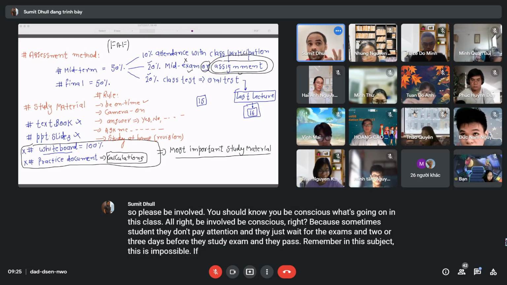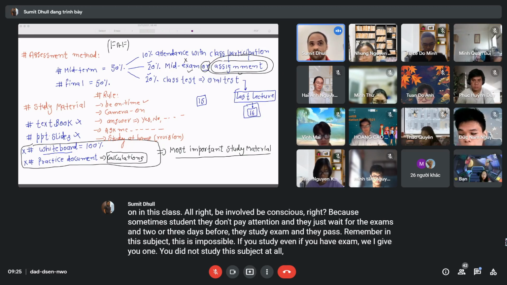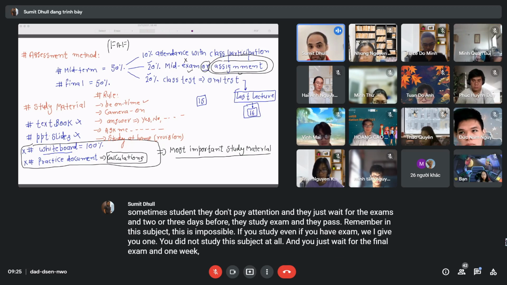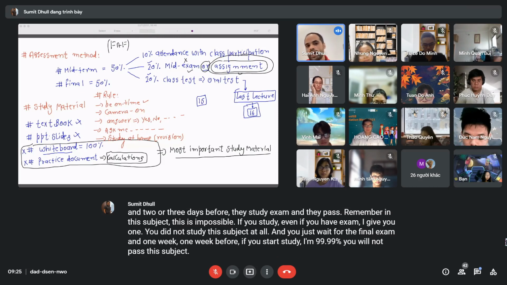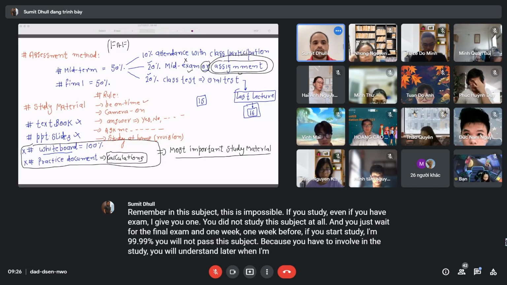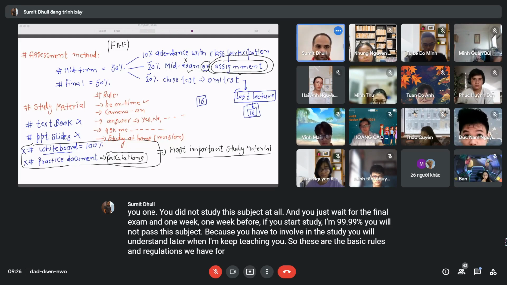Even if you did not study this subject at all and you just wait for the final exam, and 1 week before, if you start to study, I'm 99.99% sure you will not pass this subject because you have to be involved in the study. You will understand later when I keep teaching you. So these are the basic rules and regulations we have for my subject. All right. So that's all about the assessment method.